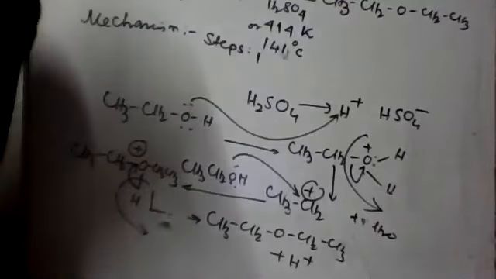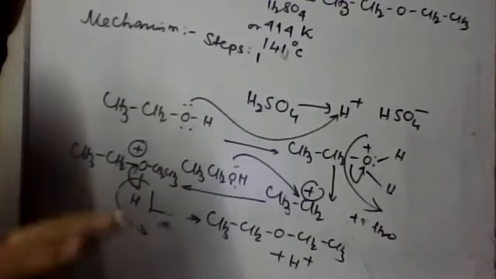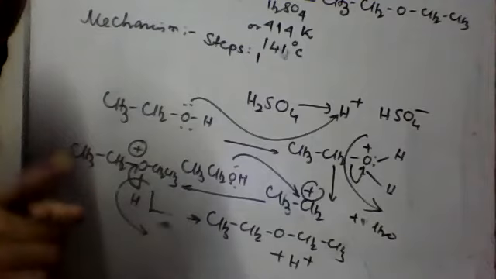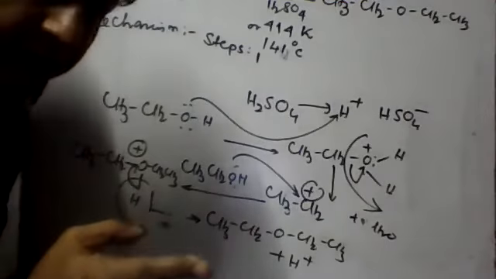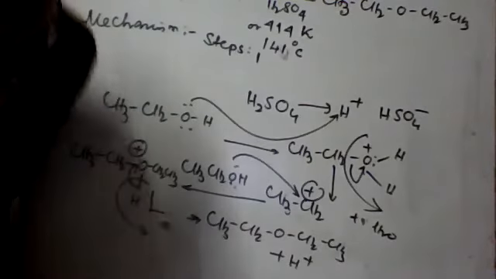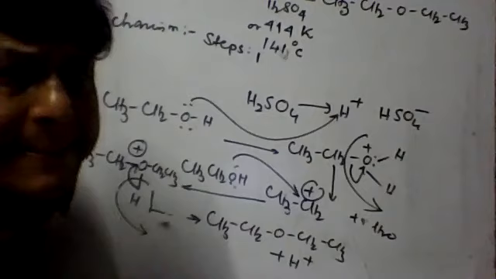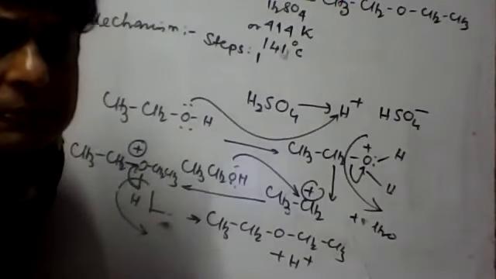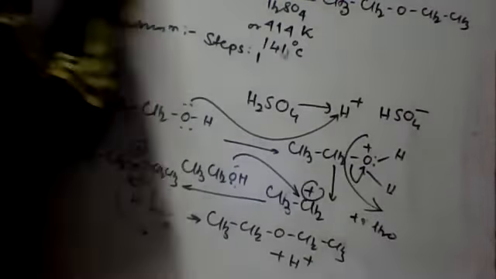So I have just made 3-4 mechanisms. These mechanisms are very important. First one, you see, is from alkene to alcohol, hydration of alkene. Second one is from alcohol to alkene. And third one is from alcohol to ether. Clear now? Yes, sir. So these are the two important methods for the preparation of ether.